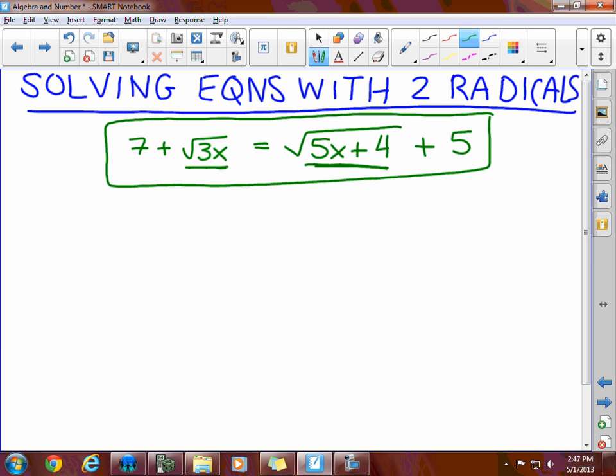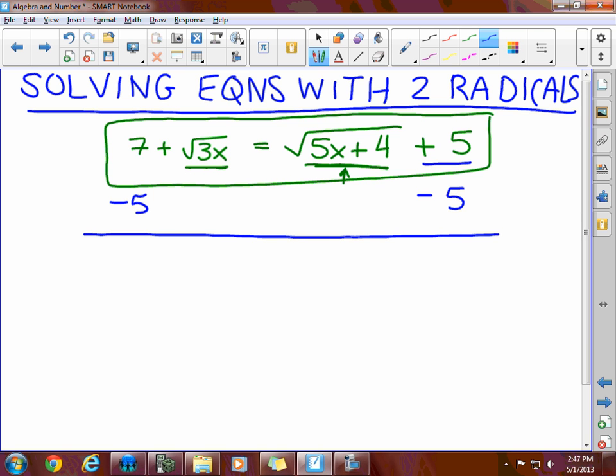The key here is to look at the radicals and decide which radical is a little bit more complex. So I have 3x as a radicand and 5x plus 4. Well, I would consider this one to be a little bit more challenging, so I want to isolate this one first. In order to isolate that one, I need to move this positive 5. To move that positive 5, I simply subtract it from both sides.